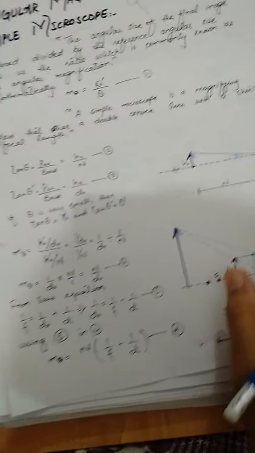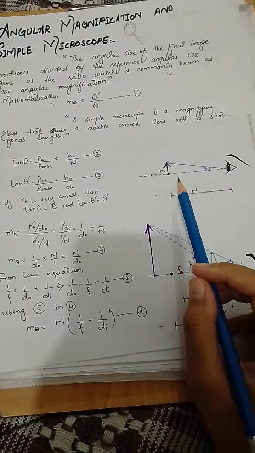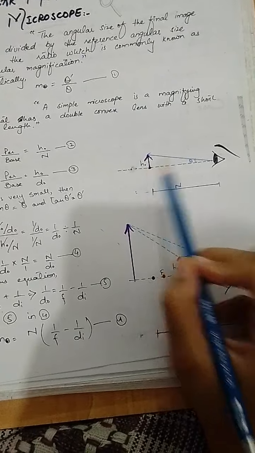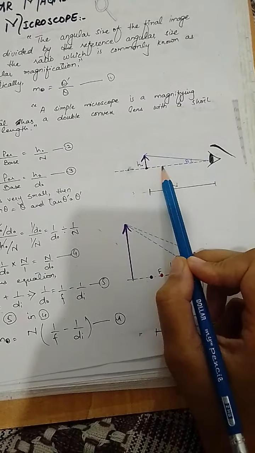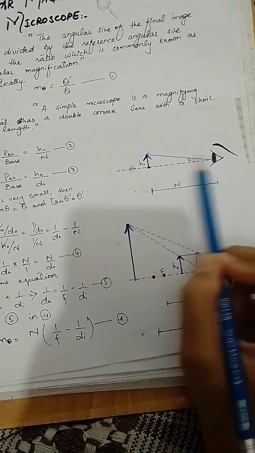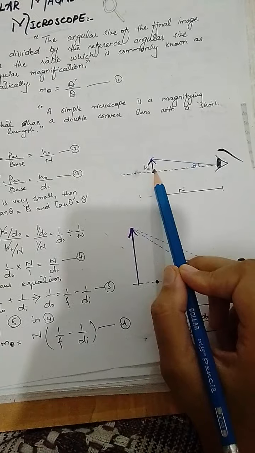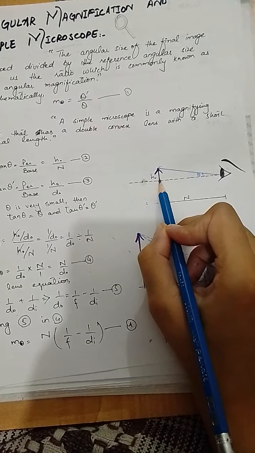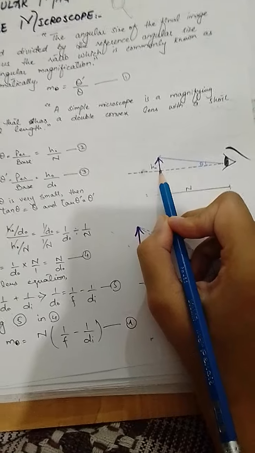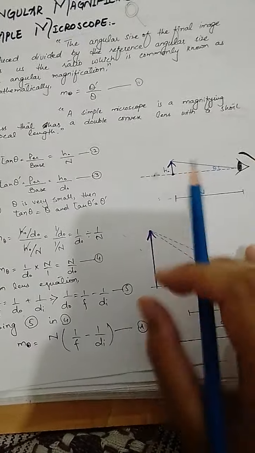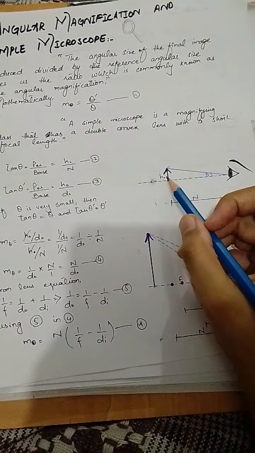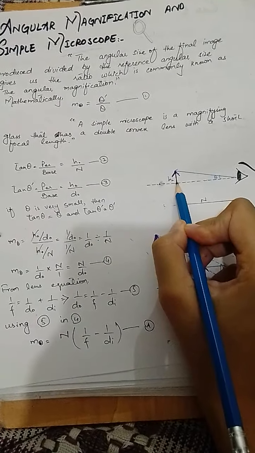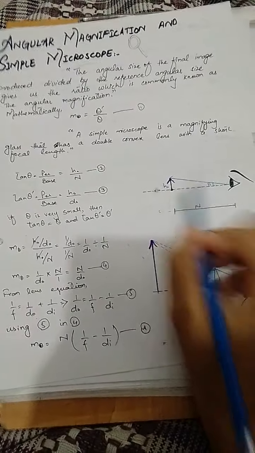First we need to draw some diagrams. If we look at the object straight through our eyes, with no lens in front of our eye, such that the object is placed at the near point of the eye, which is around 25 centimeters, then this is the nearest point at which the image is seen clearly. We have taken this as a reference point.